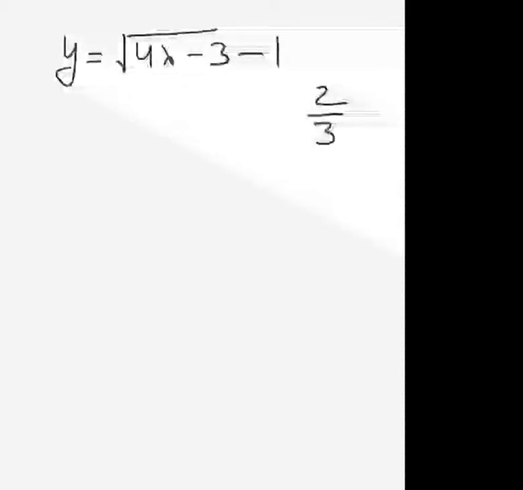See, a very good question I'm taking from tangent and normal. It is given that y is equal to under root 4x minus 3. Find the point at which the tangent to the curve has slope 2 by 3. So first of all, we are calculating dy on dx.